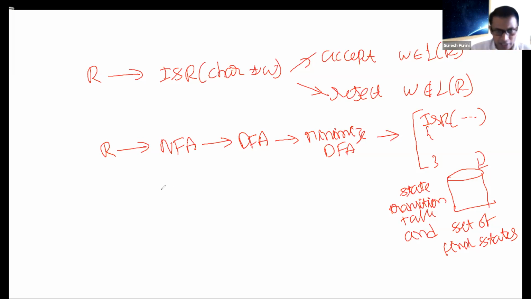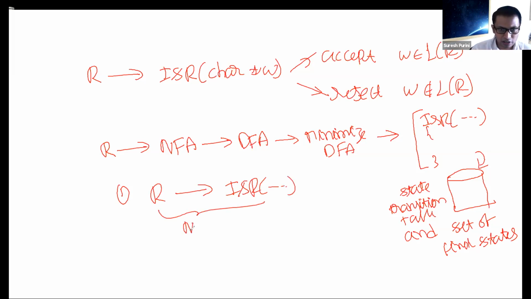There are two problems here. One problem is moving from R to isR. This is not a linear time algorithm, because when we convert a regular expression to an NFA, the number of states in the NFA can grow quadratically, and when we move from NFA to DFA, the number of states may grow exponentially. So the time complexity of generating isR from R may not be linear. But what is guaranteed is that the time complexity of isR is linear.